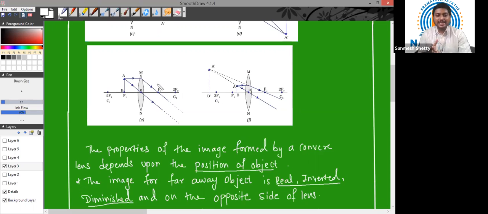So the characteristics of the image formed by a convex lens depend upon the position of the object. I hope the point is clear. Let us proceed further to our next question.